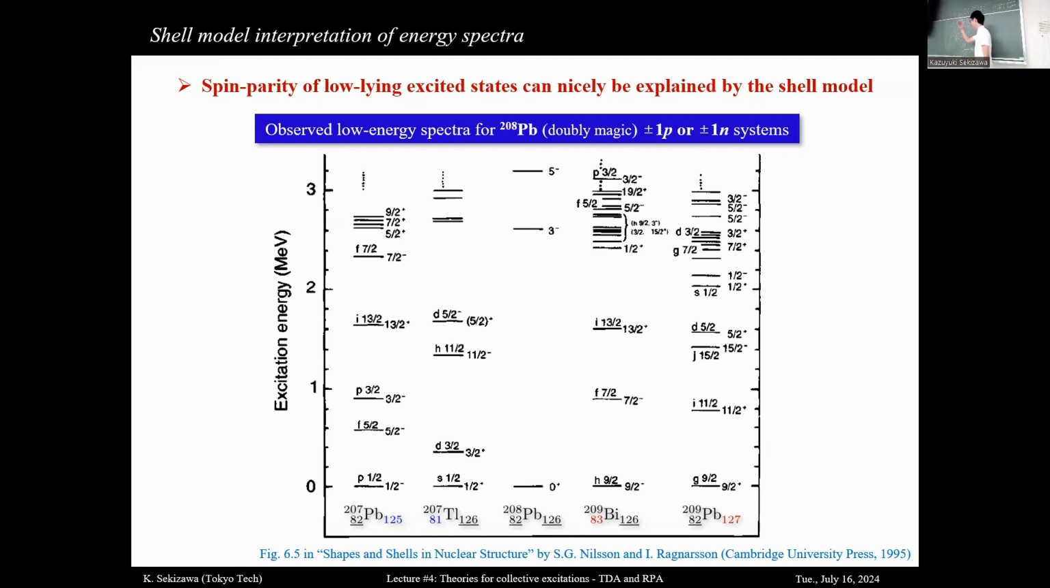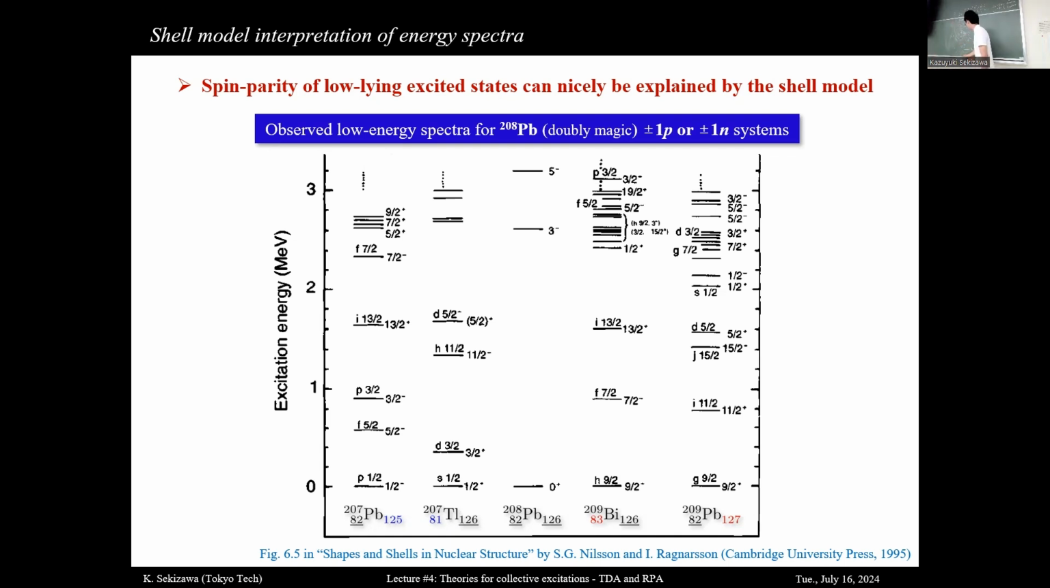And as an excited state, you can consider making a different hole below. It is a kind of excitation from d3/2 to s1/2, making a fully occupied s1/2, but here you have one hole state. So it will be d3/2, so 3/2 plus. And you can find here d3/2, 3/2 plus, in this low-lying state.